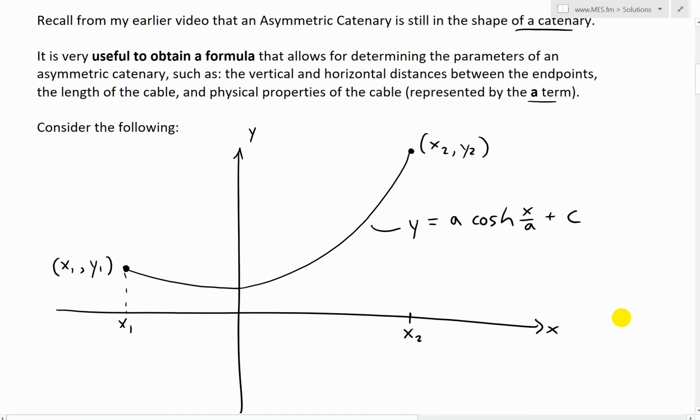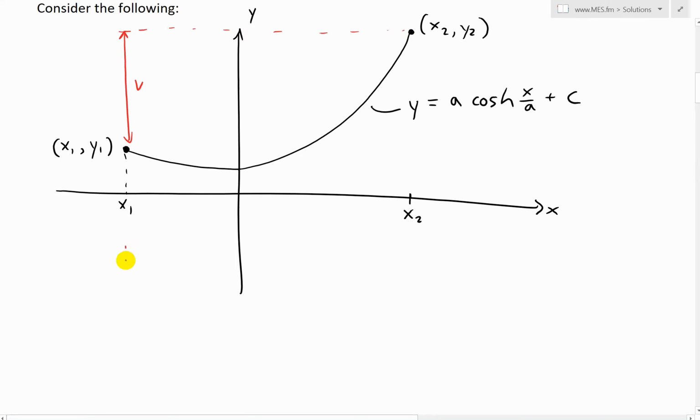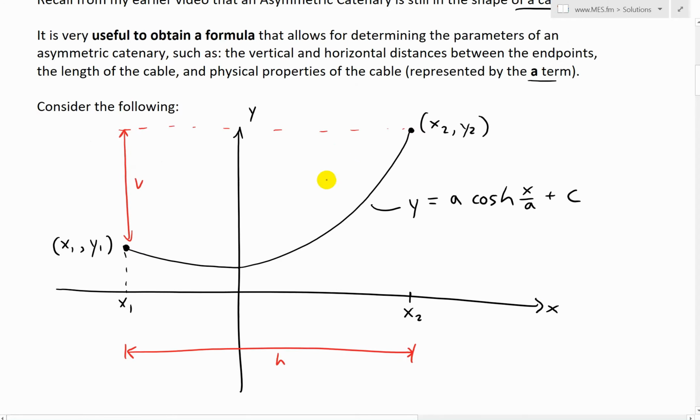Now we want to look at the vertical and horizontal distance between the endpoints. The vertical distance, I'll draw this in red. It's going to go across somewhere like this, and I'll call this v, where this goes all the way across to there. And now the horizontal distance is just from here all the way to here, and this is h. Now the length of this cable is another property we need. I'll go from here and get the whole length across there.